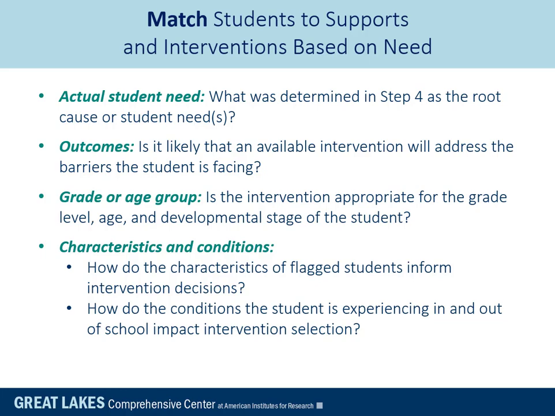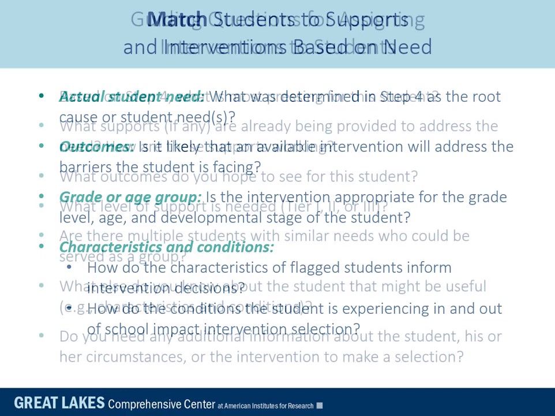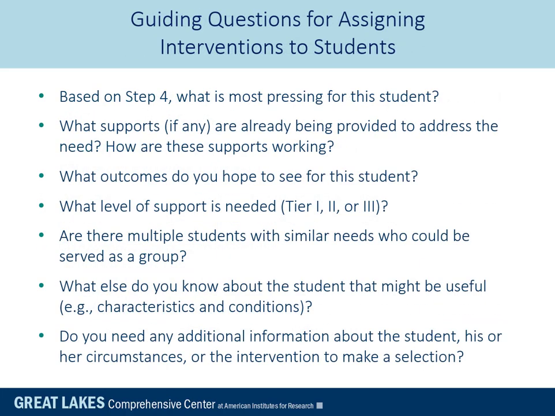This support would address the specific need, provide a Tier 2 support to a group of students who have something in common, and be likely to result in the desired outcome, fewer tardies and reduced lost instructional time. When the EWIMS team discusses assigning students to interventions, the following guiding questions can help the team arrive at the best possible fit between students and interventions.